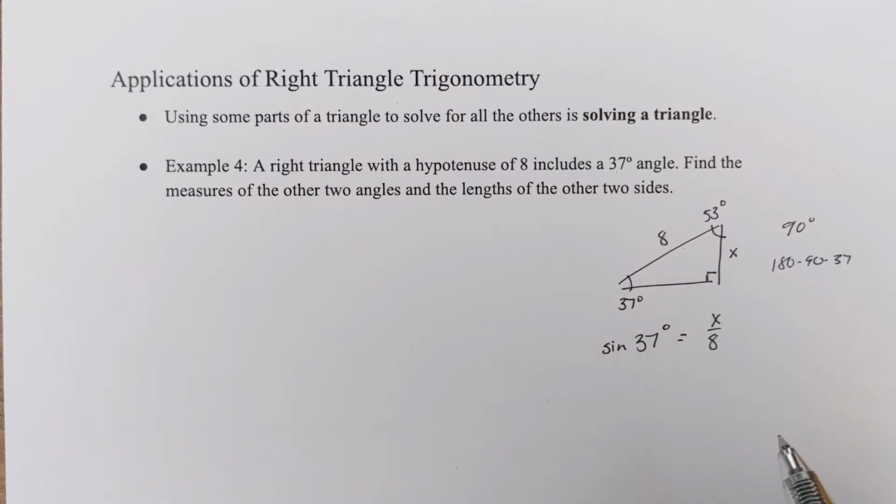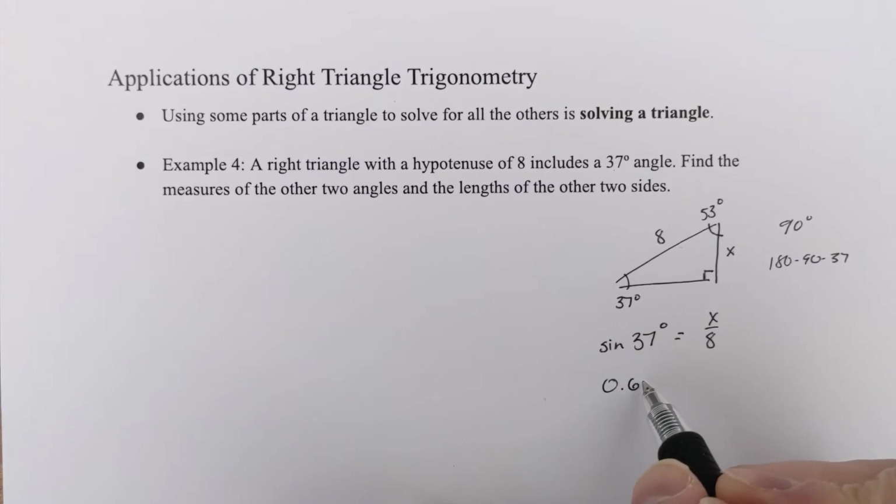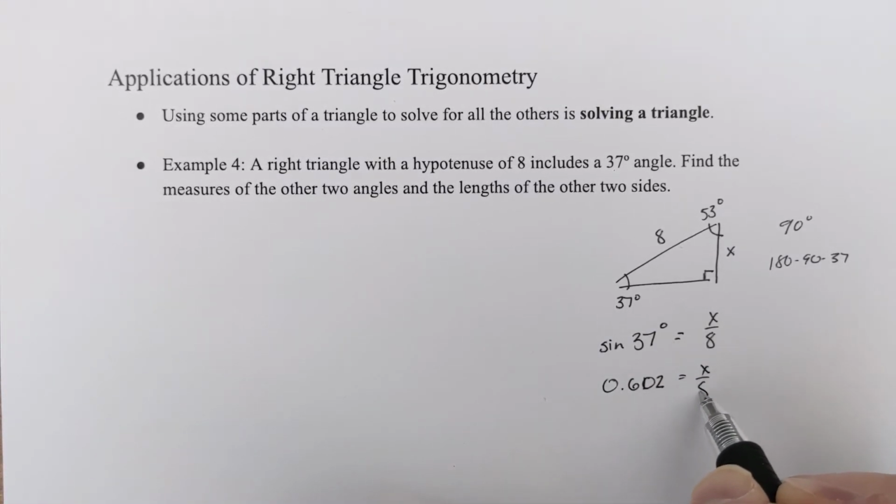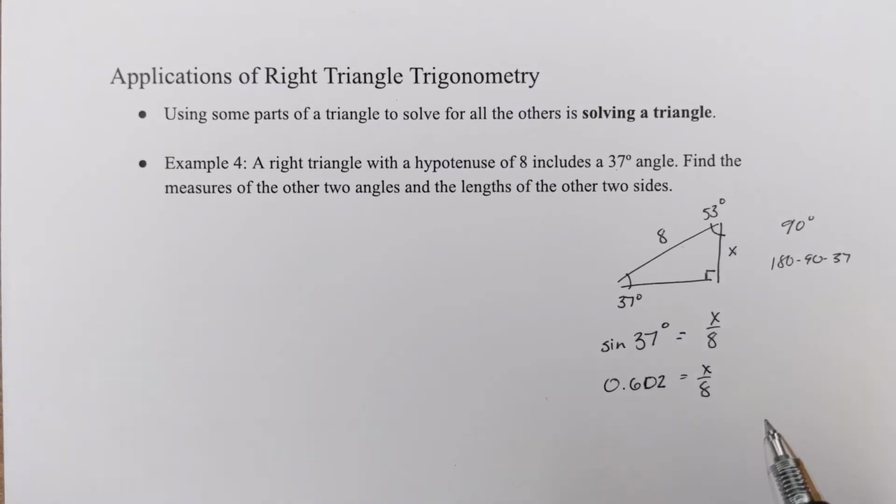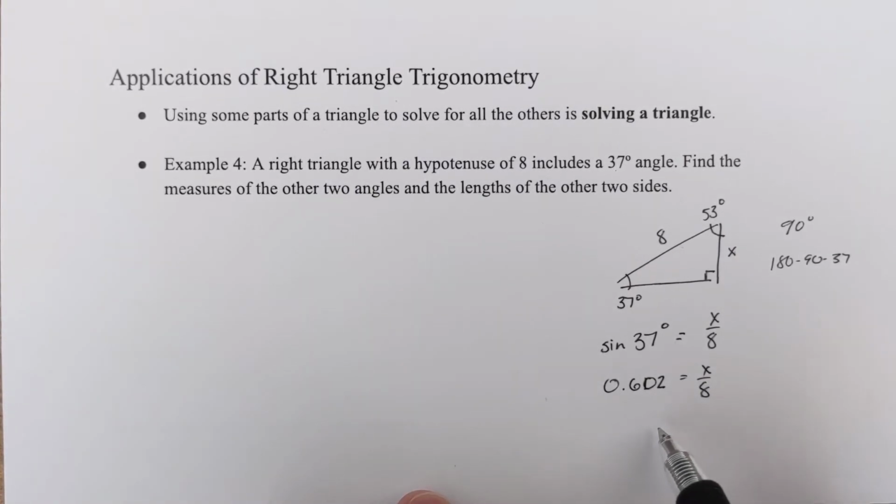So the sine of 37 is 0.6102. It's equal to x over 8. Then multiply both sides by 8. So x is equal to 4.81.